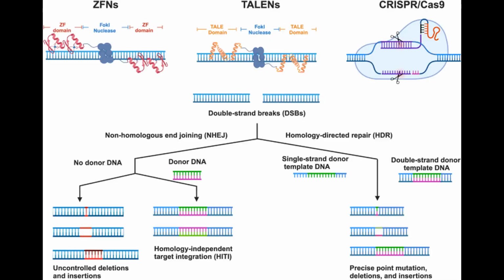4. Challenges and limitations. Delivery systems: efficiently delivering gene editing components remains a significant challenge, with various methods like plasmids, viral vectors (e.g., AAV), and ribonucleoprotein (RNP) complexes being explored.